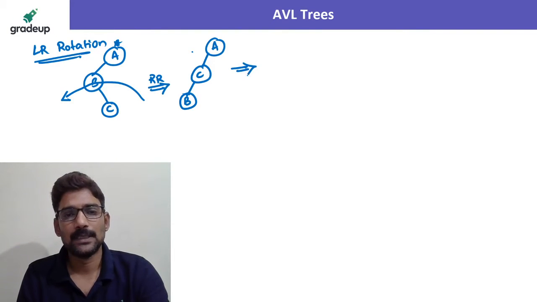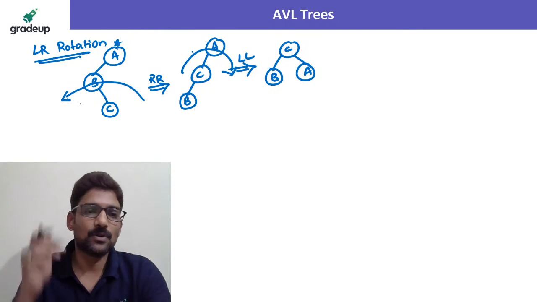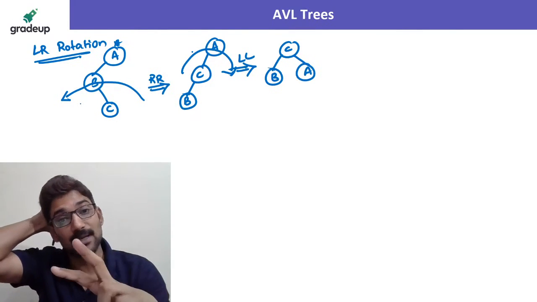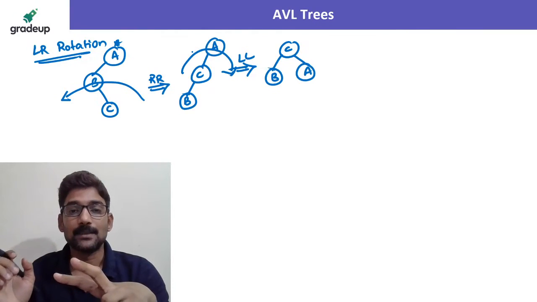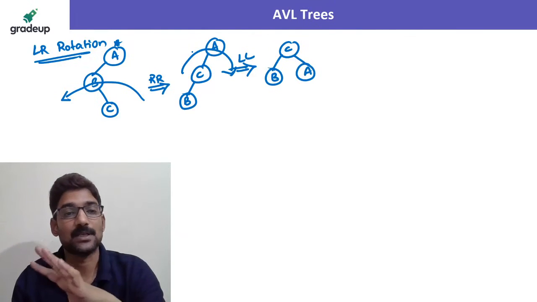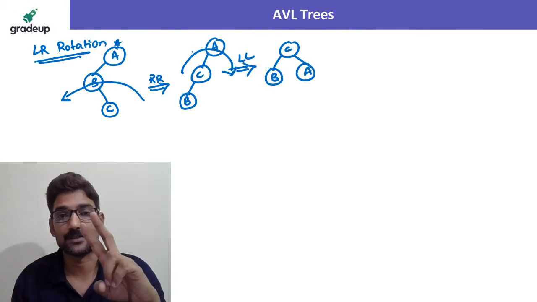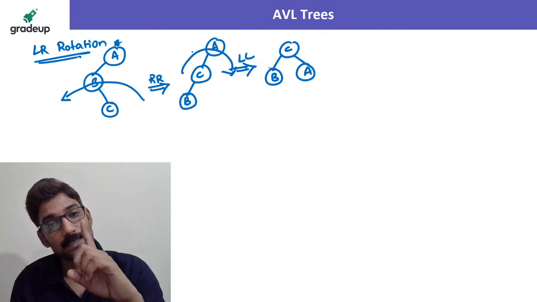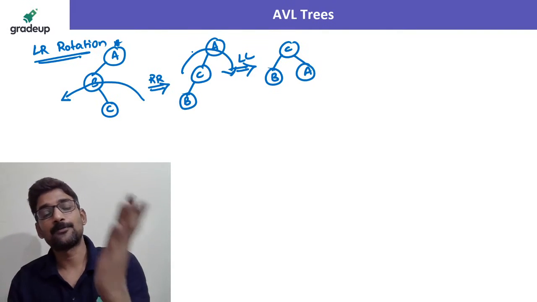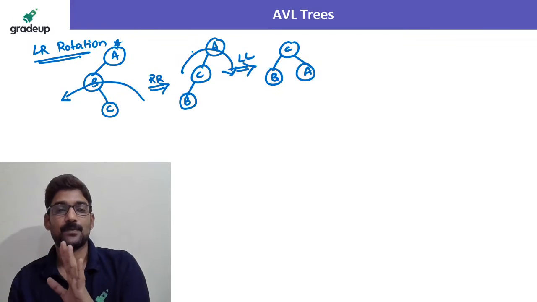Then you do LL rotation at A. Now C becomes parent, A becomes right, B becomes left. So LR rotation is a single rotation, but performed in 2 steps. It is not counted as 2 rotations. It is counted as a single rotation performed in 2 steps.